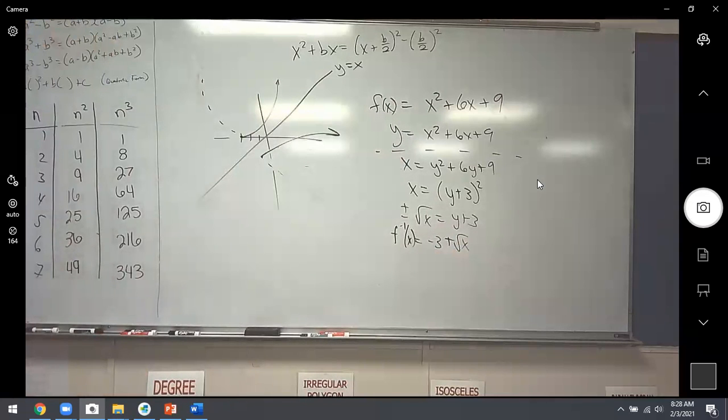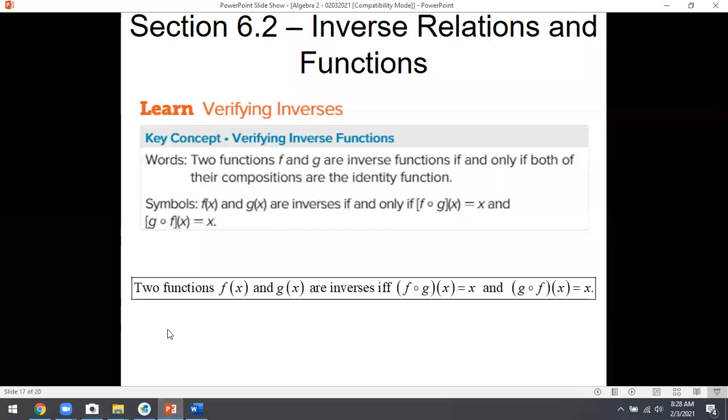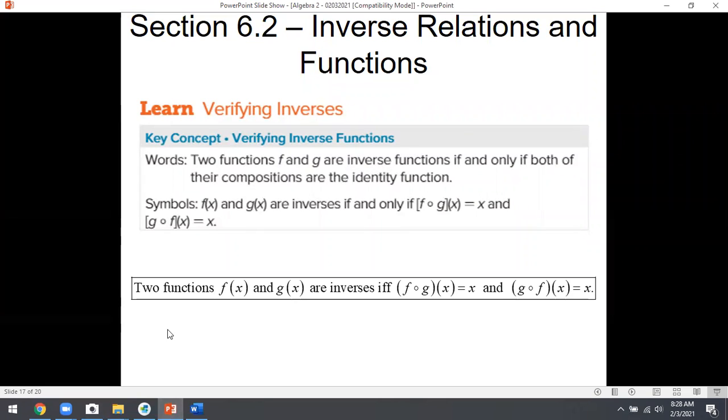Tough stuff today, tough stuff. I know when it's hard. This is hard. All right, let's cleanse our palate with the very last topic today. So please write this box down right here. This is to verify if two things are inverses. All this stuff up to this point is, can you just find an inverse of something? This next topic is, if they give you two functions, can you find out if they're inverses of each other?